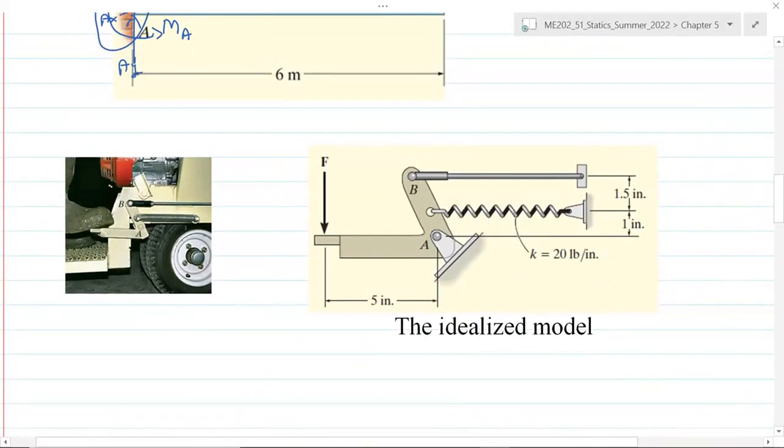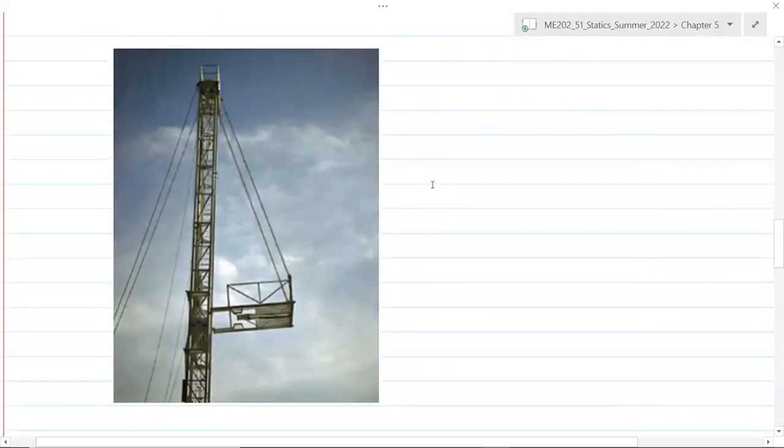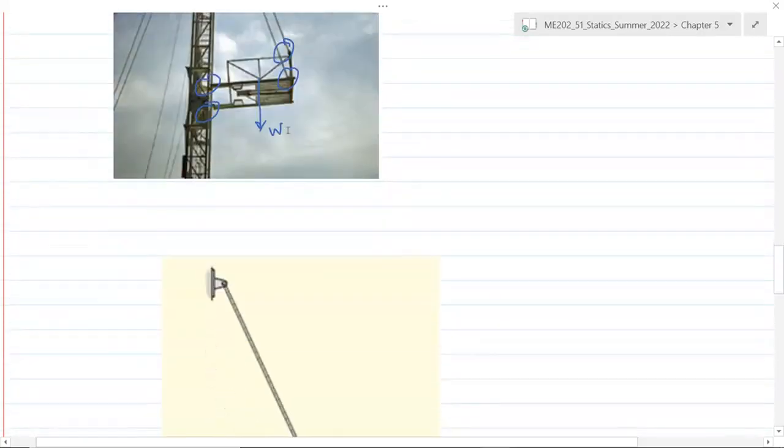This is the brake assembly for the tractor, and this is the actual photo, and this is the simplified diagram. Just identify the different supports here. This is a pin support. This is a fixed support, and this is also a fixed support. At all these points there are support reactions. This platform is being supported on the tower at pins as well as by the cable. Now this platform has some weight W which acts in the downward direction. So these are the different types of supports.